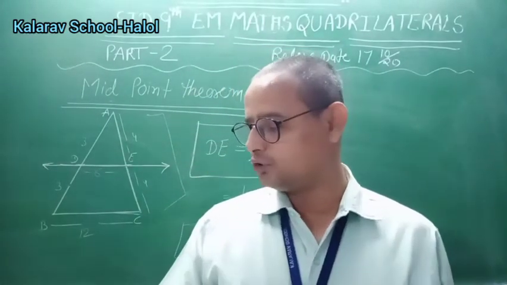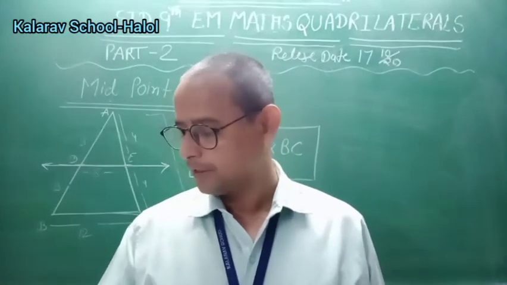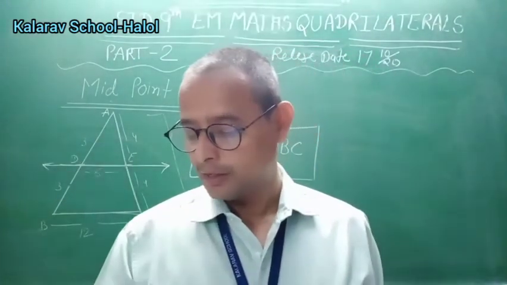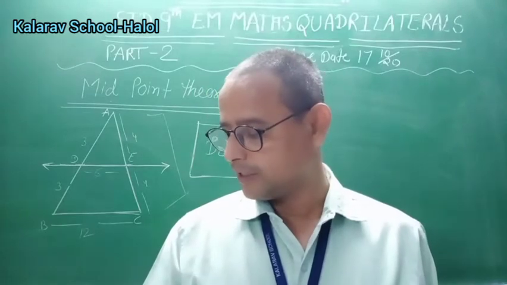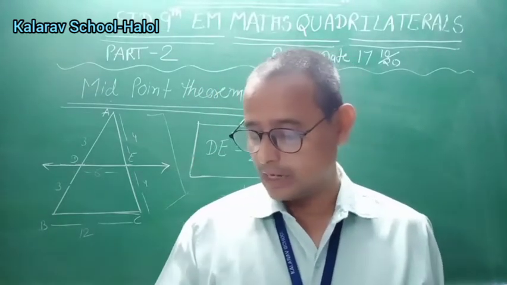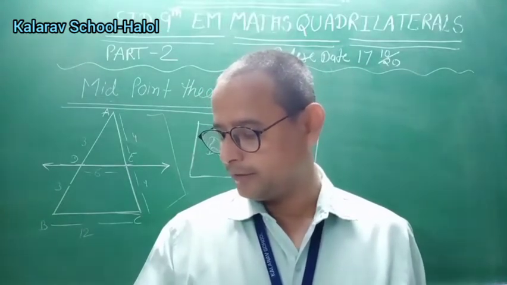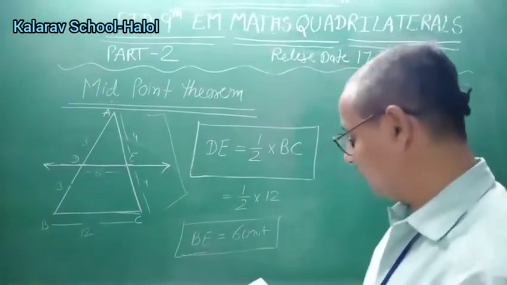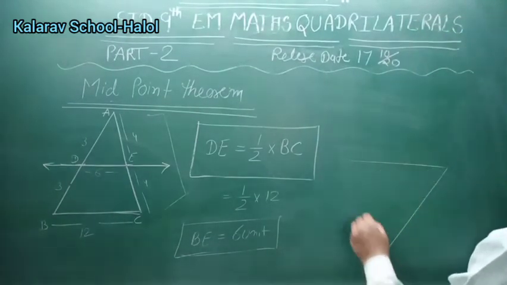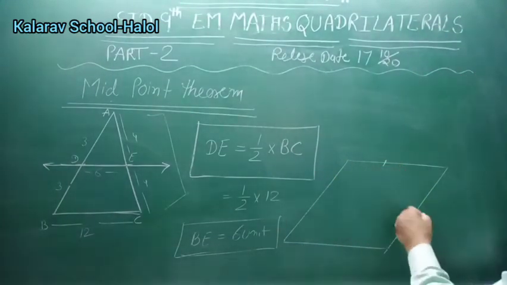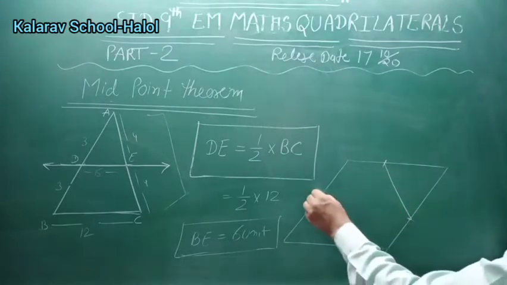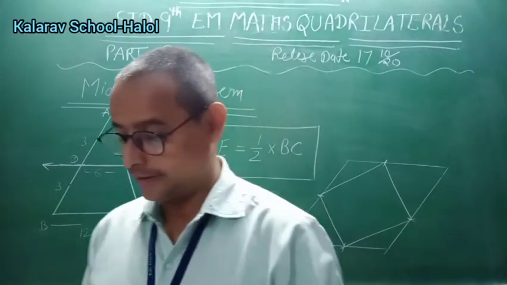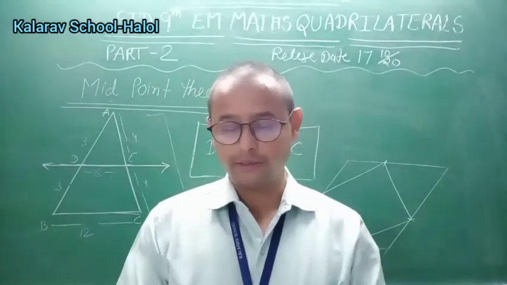The line segment joining the midpoints of any two sides of a triangle is parallel to the third side, which I explained to you, and half of it. And the second last: a line through the midpoint of a side of a triangle parallel to another side bisects the third side. Last: the quadrilateral formed by joining the midpoints of the sides of a quadrilateral in order is a parallelogram. Means if you take any quadrilateral and join the midpoints of its four sides, then it will also form a parallelogram. Is it clear? So this much is there in this part.